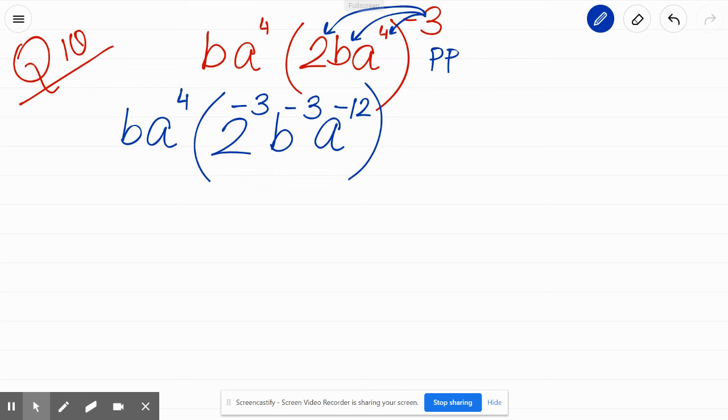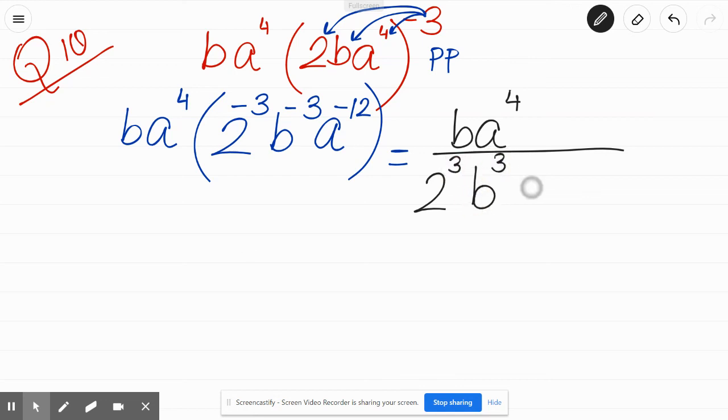All right. Next up, what I can do is all of these people have a negative power. What I can do is I can take them to the bottom so they can change to a positive power, and simplifying is easier. So this changes to this. BA to the power of 4 still stays on the top. 2 to the power of negative 3 now becomes 2 to the power of positive 3. B to the power of positive 3, A to the power of positive 12.